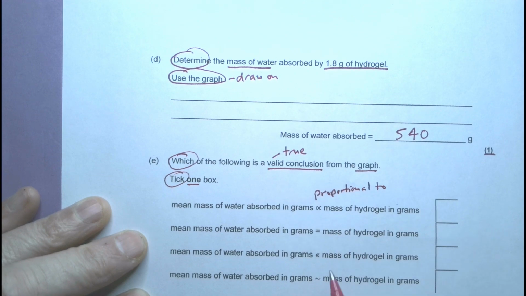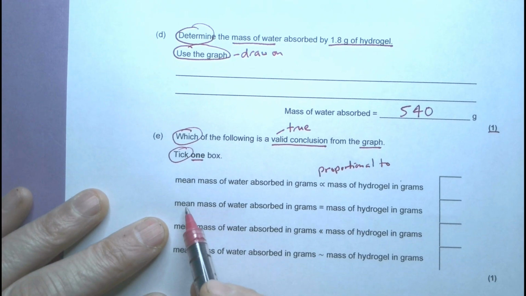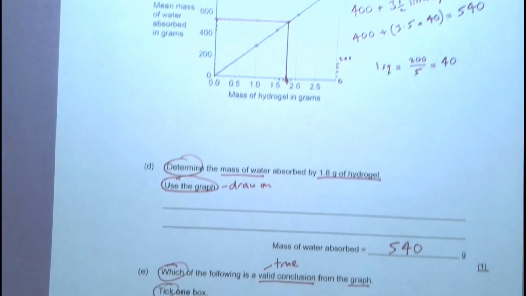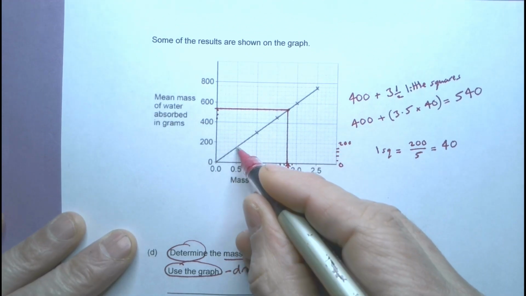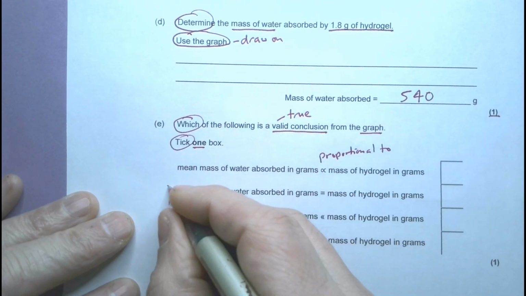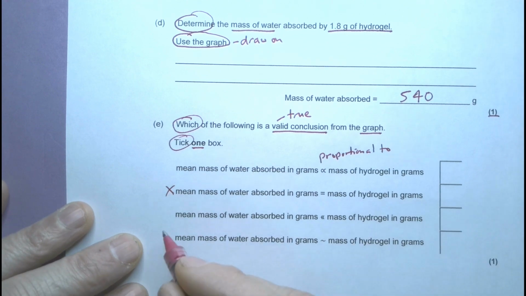I'm going to come back to that just in case I'm not sure. Mean mass of water absorbed in grams equals mass of hydrogel in grams. Let's see if that's true. If one equals the other, well, that's 0.5, and that's over 100. So that's obviously not true. They don't equal, and they're not even close. So that's an almost equal. So it's not that either.